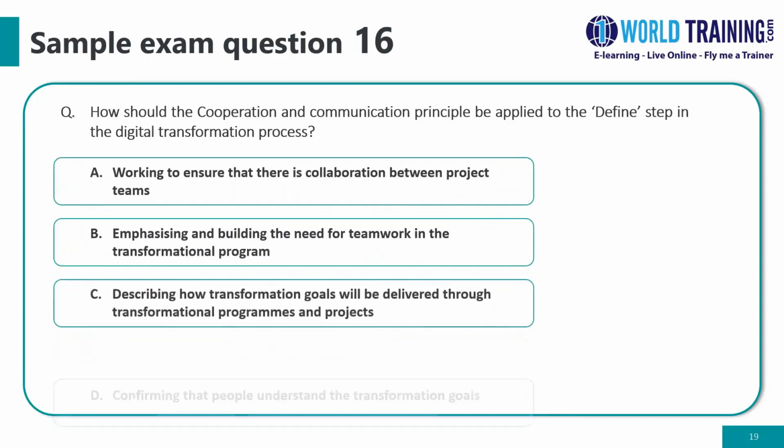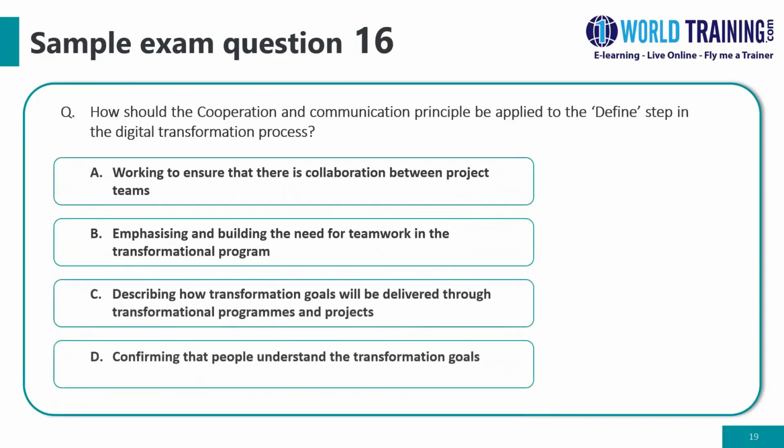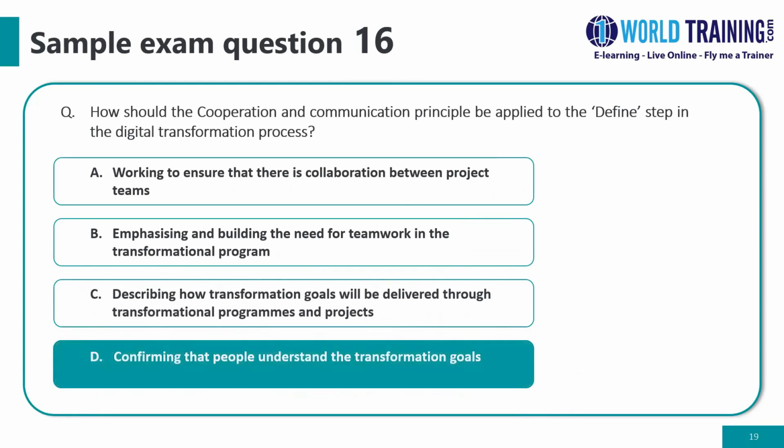Number 16, how should the cooperation and communication principle be applied to the define step in the digital transformation process? Answer is by confirming that people understand the transformational goals. So D is the right answer.